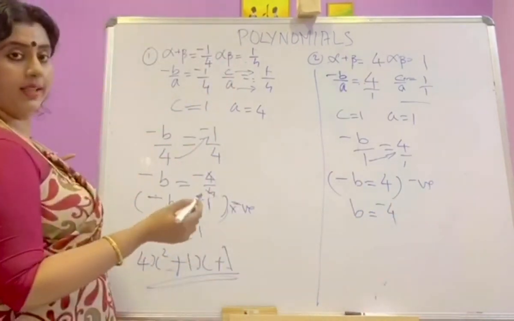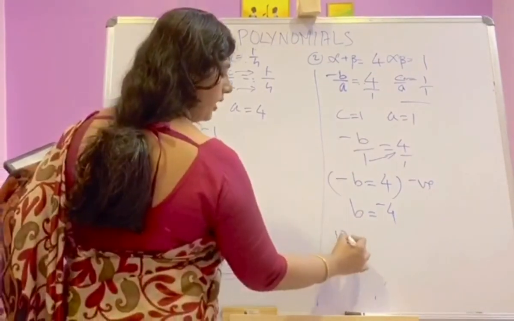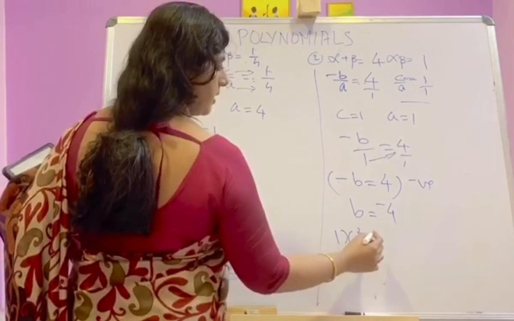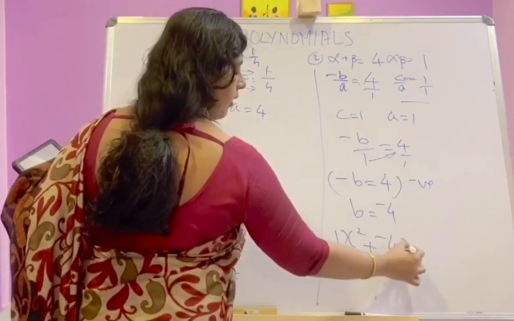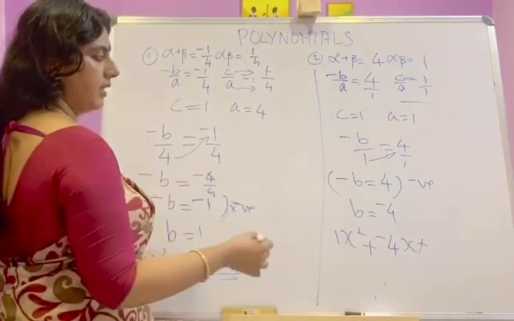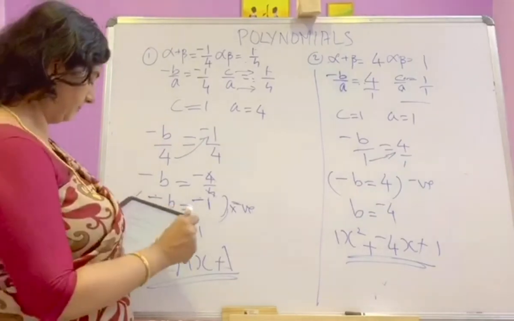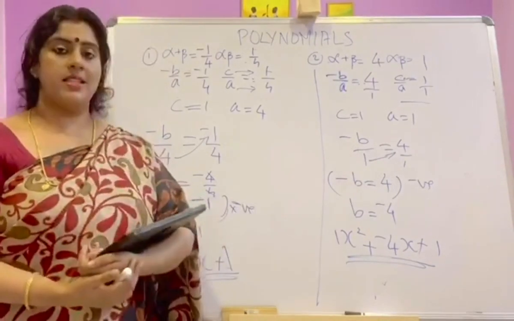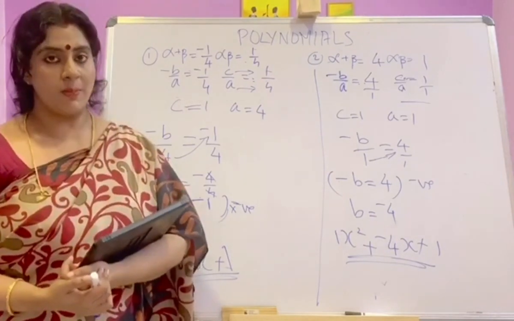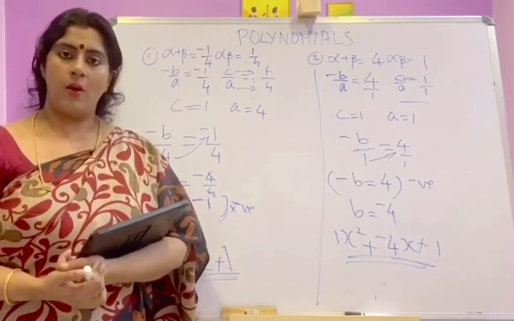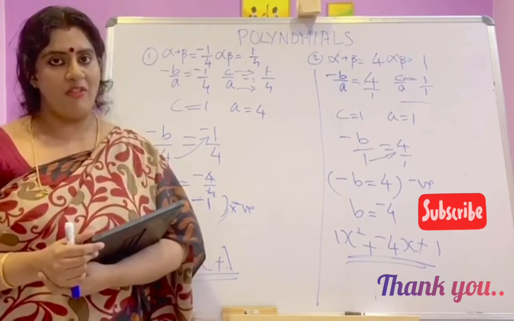So how will you write the quadratic polynomial? Ax square, that is 1x square plus bx, b here is negative 4, negative 4x plus c, that is 1. This is the polynomial. Now these were the problems based on zeros and their relationship between coefficients of quadratic polynomial. Now we will do the division of polynomials.